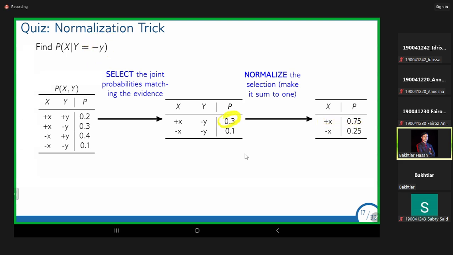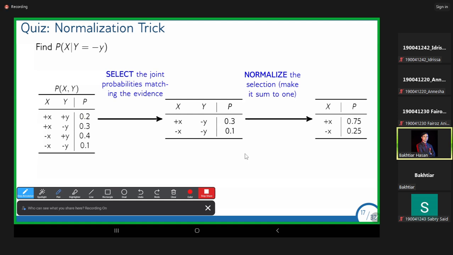Previously there were some other evidences. Now we have a 75% chance that x will be true. Okay. Fine.